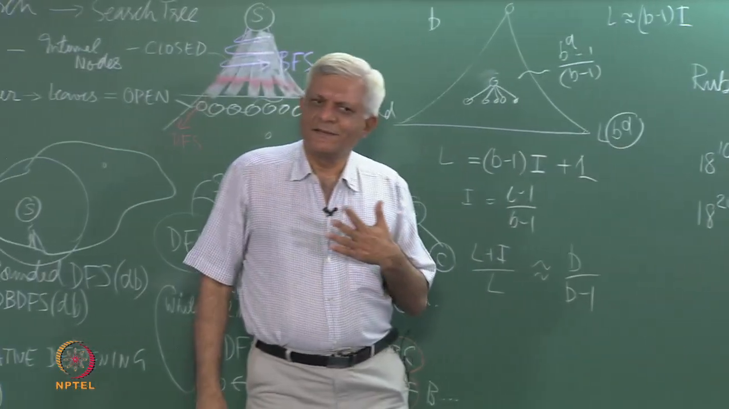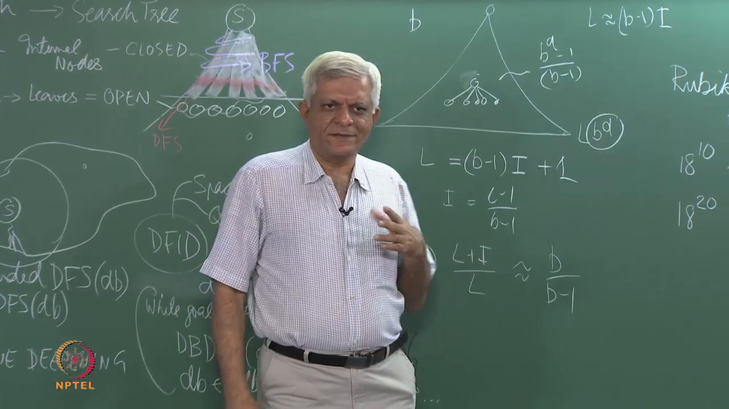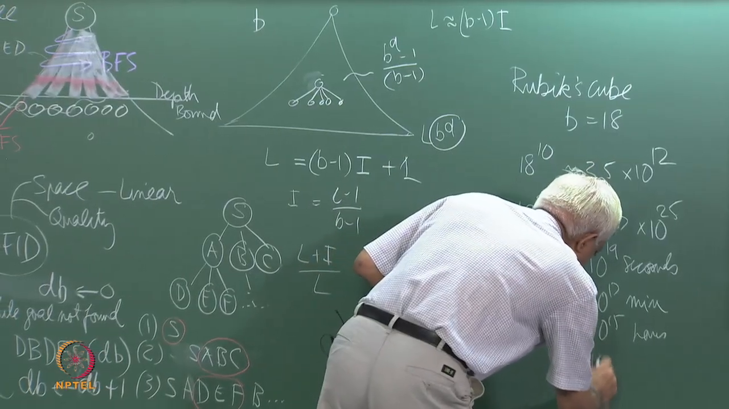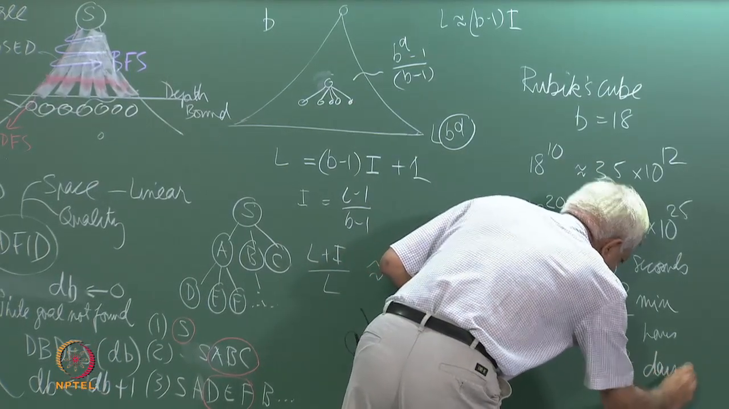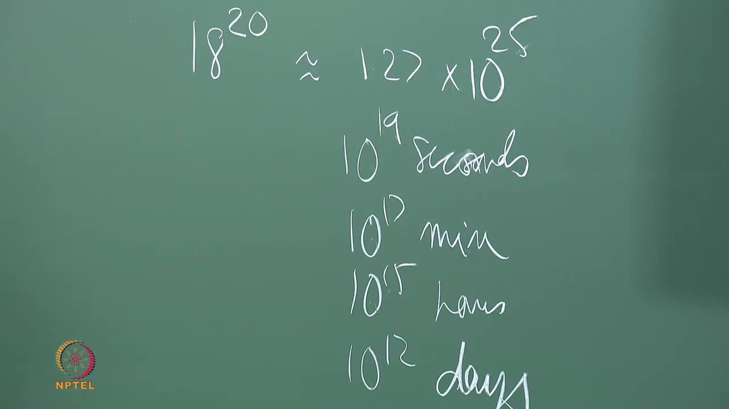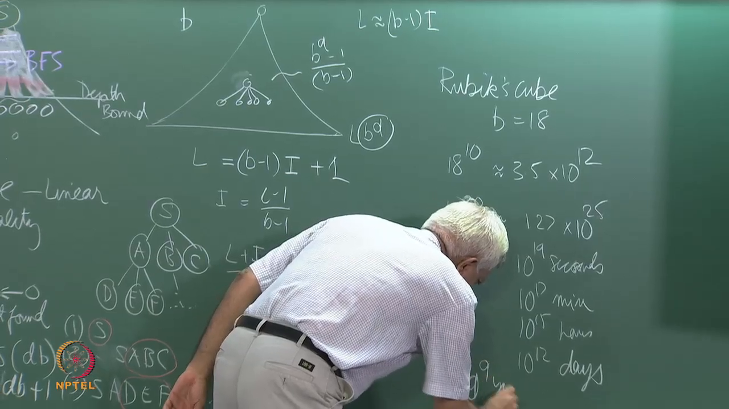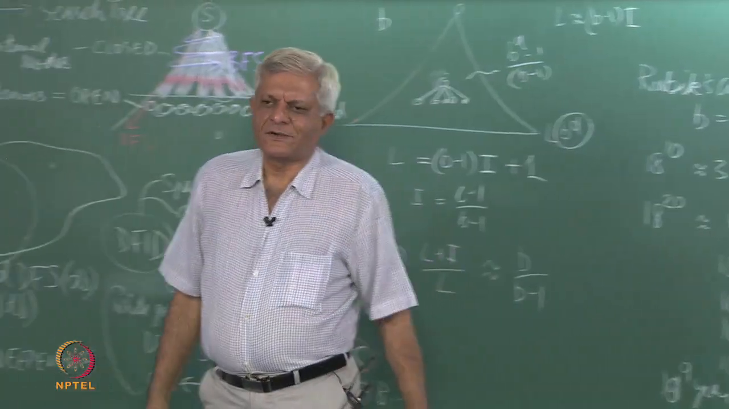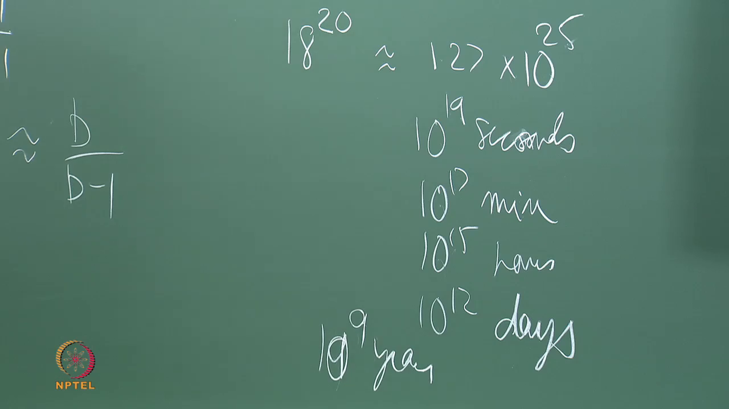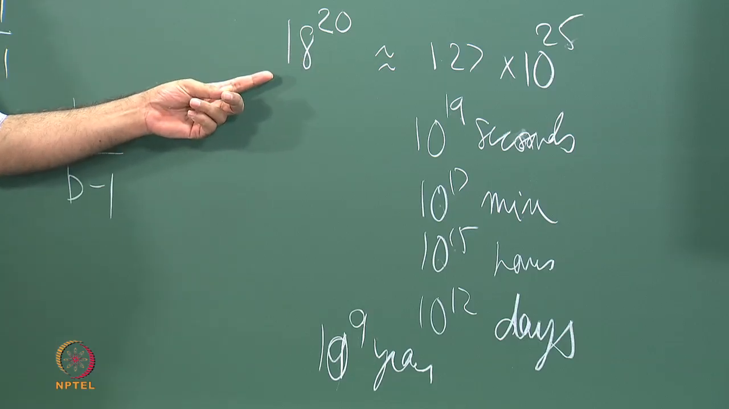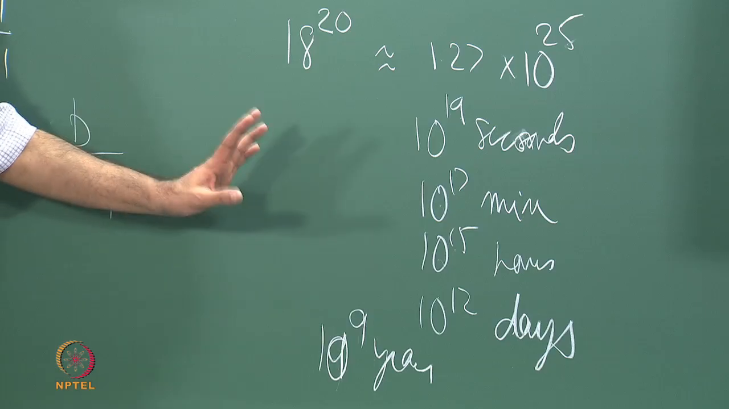Let us assume that there are 100 hours in a day, then we have 10 raised to 12 days. How many years is 10 raised to 12 days? Let us assume that there are 1000 days in a year, it is 10 raised to 9 years. It is about a billion years. If you had a machine which could inspect 1,000,000 moves per second and it had to explore up to a depth of 20, according to this calculation it would take you about a billion years.